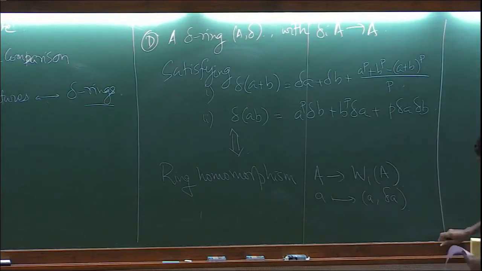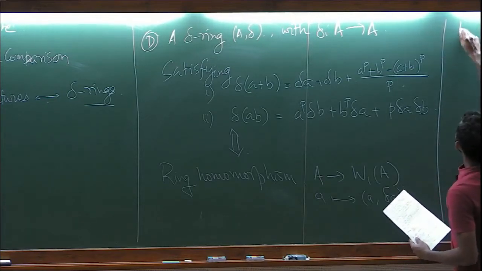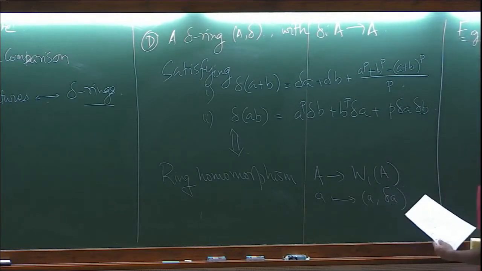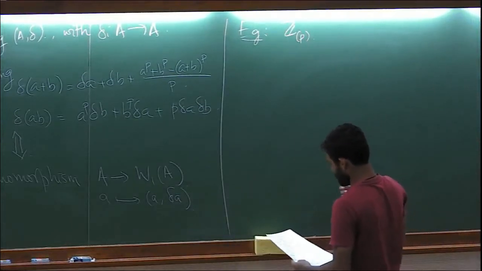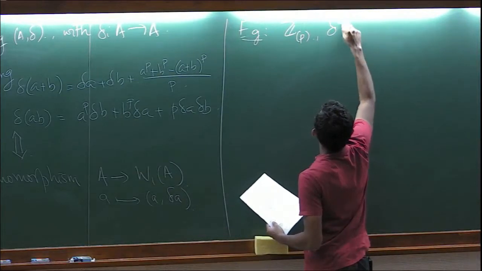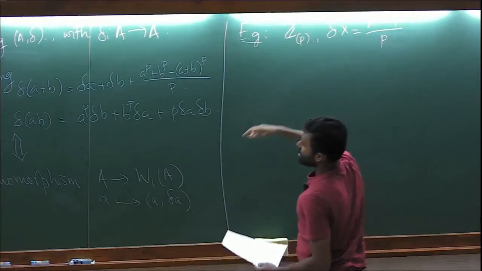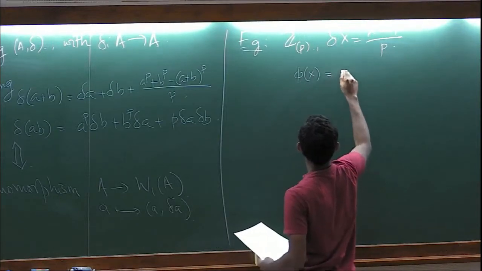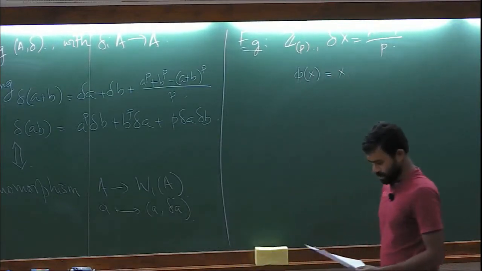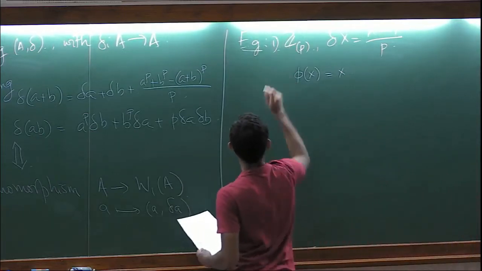All right. Now, for instance, let's see some examples. If you take Z localized at P, there's a unique delta structure, which is simply given by x minus x to the power P over P. And associated with these delta structures, you have seen that there is an associated Frobenius. Here, the Frobenius is the identity. And yeah, so let me set this up. We'll need this tomorrow.